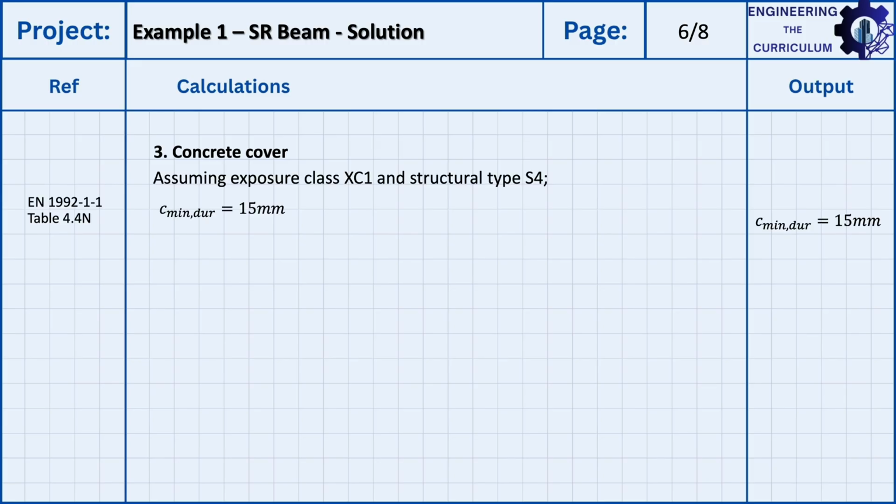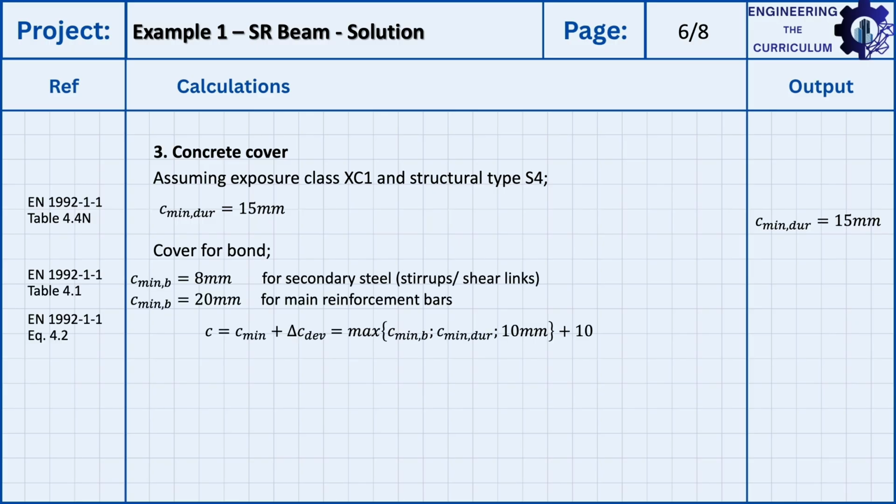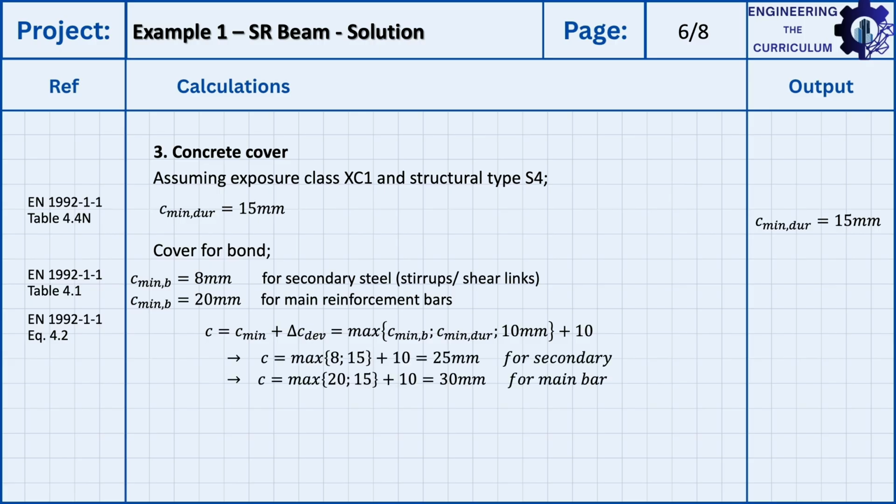So assuming an exposure class of XC1 and a structural type of S4, the durability works out to be 15 millimeters. And I'm just going over this quickly because we've already done cover, so no need to waste too much time here. The cover for bond is going to be the minimum cover for the stirrups or the secondary reinforcement, which we've decided is 8, or the bars, which we know is 20. And in general, the cover is going to be the minimum cover, which is going to be the max between the durability or the bond, which we've just defined, or 10 millimeters, plus the standard deviation, which according to the UK National Annex is 10 millimeters.